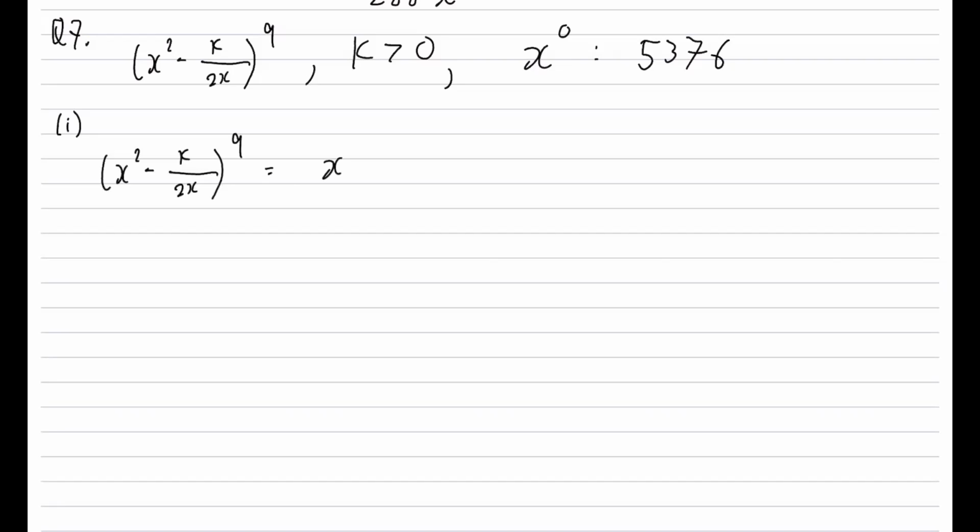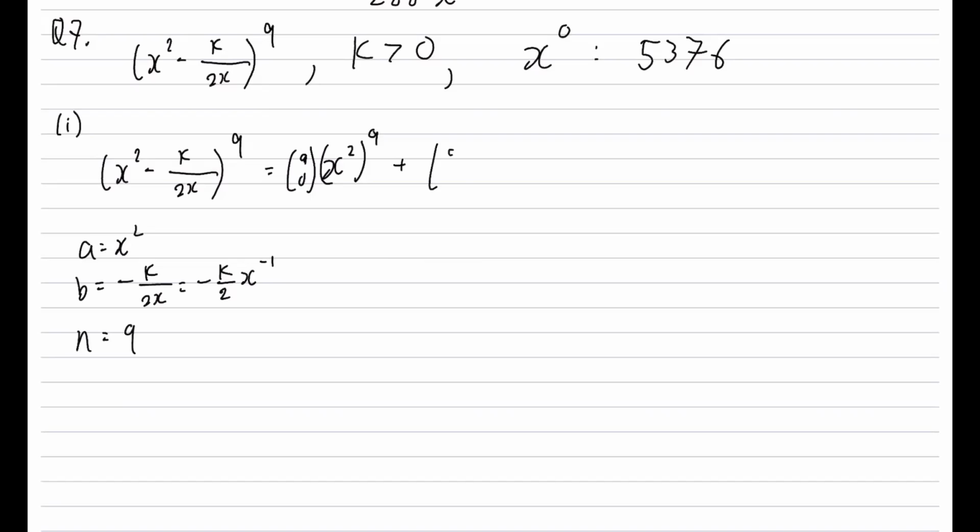We'll get 9 choose 0 times x squared power 9 times the other guy power 0. Oh, by the way, a is x squared, b is negative k over 2x, which can be simplified as negative k over 2 times x power negative 1. And the power n is equal to 9. Then you can carry on expanding. 9 choose 1, x squared power 8 times negative k over 2 times x power negative 1 power 1.